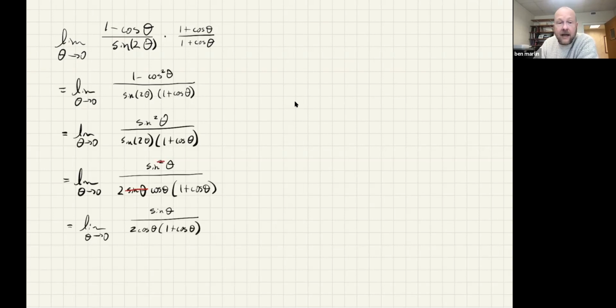Okay. Now, the nice thing about that is in your denominator, cosine theta is not 0. It is going to 1. So now when you plug these in, you actually get 0 divided by 2 times 1 times, I guess, 2 there. And so the limit we actually get out of this is 0. Okay.